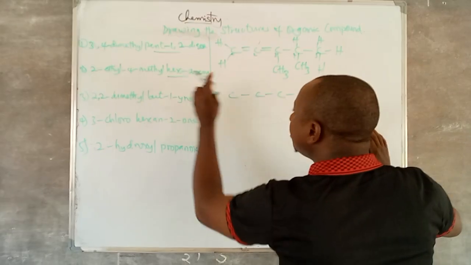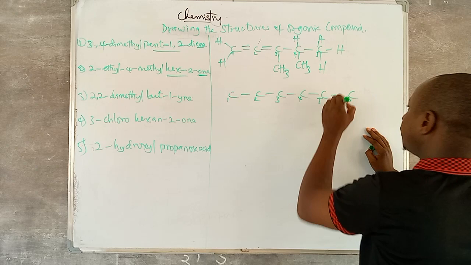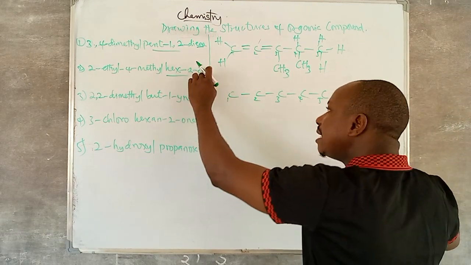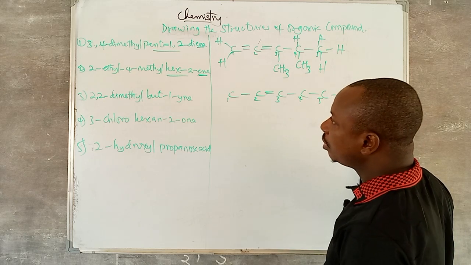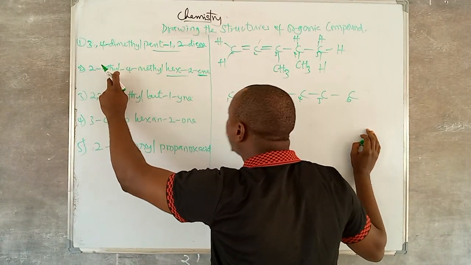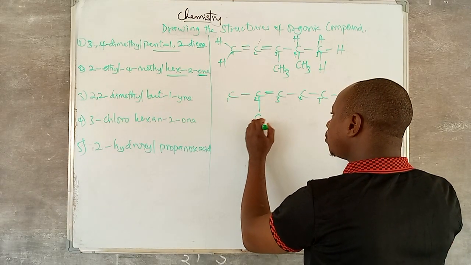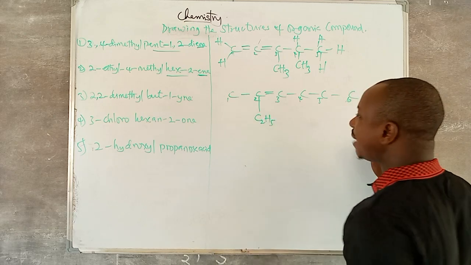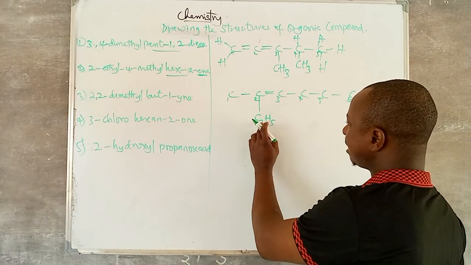So you can number the carbon atoms if you wish. Carbon number 2 has a double bond. I have represented it. Carbon number 2 has an ethyl group. This is carbon number 2. Ethyl group, everybody knows that it is C2H5. You can still expand it if you are not a professional.